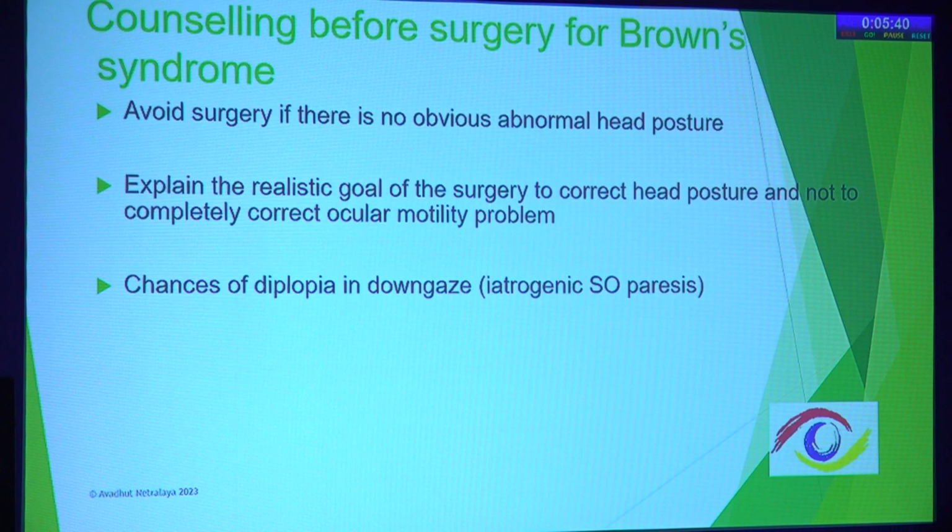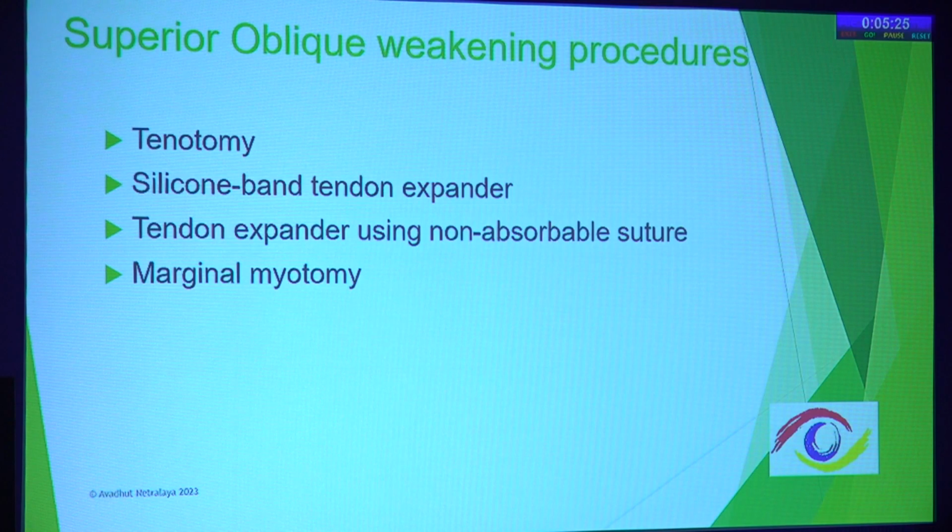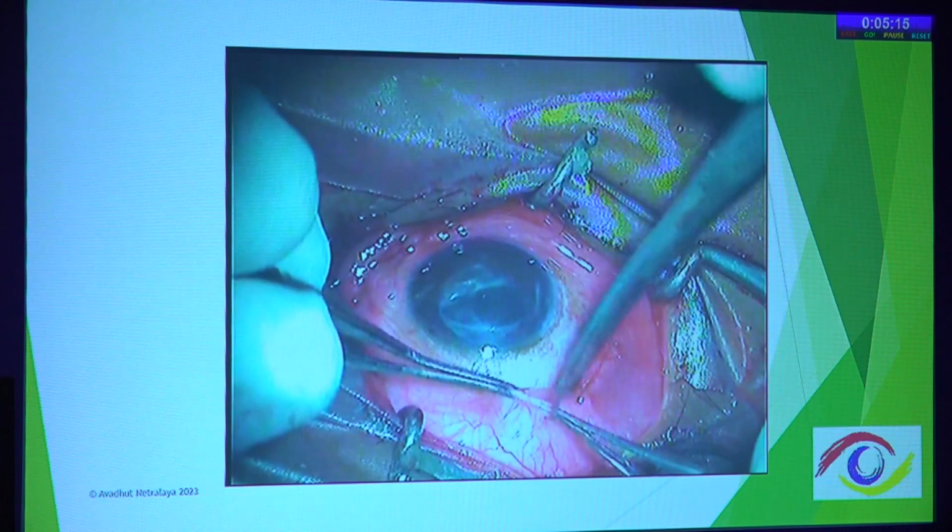There are chances of diplopia, especially in down gazes, which might need prisms later on. And the final decision making is done after doing the force reduction test, which is done on the table. Most of them are children, so doing FDT in OPD might be a difficult proposition. The weakening procedures include the tenotomy. Still, I think it's the most commonly done surgery because of the ease of doing it. But a more titrated procedure like a silicone band or a non-absorbable suture can be used.